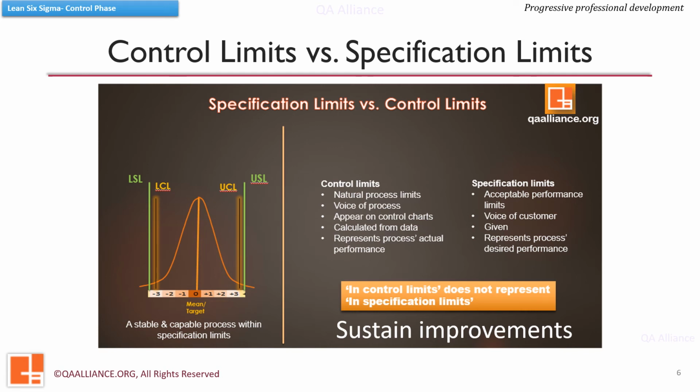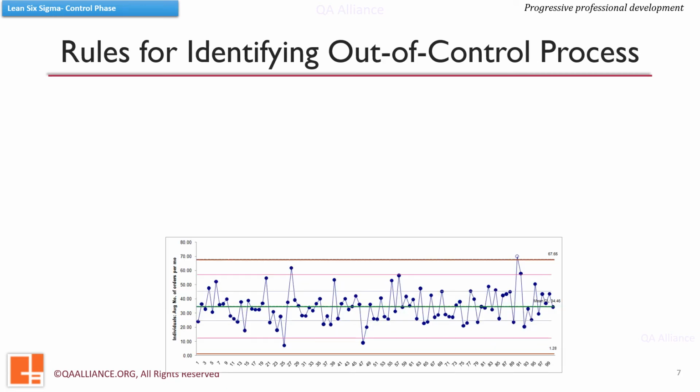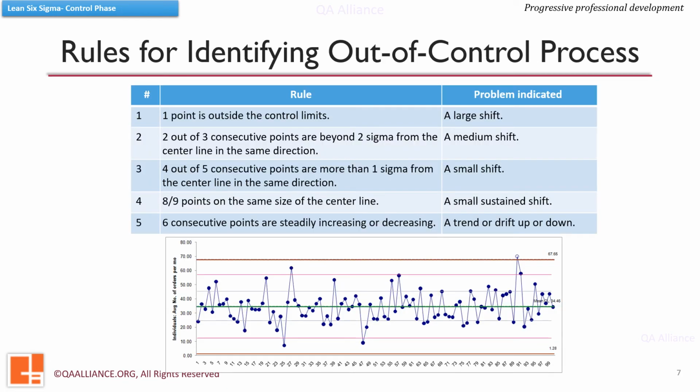There are a few rules which should be followed while reading a control chart. This helps in determining when a process is out of control and triggers necessary actions. The most commonly found symptom of an out-of-control process is having a point beyond the control limits. It indicates a large shift in the process. The second rule says, if 2 out of 3 consecutive points are beyond the 2 sigma limit on one side, the process has gone out of control.